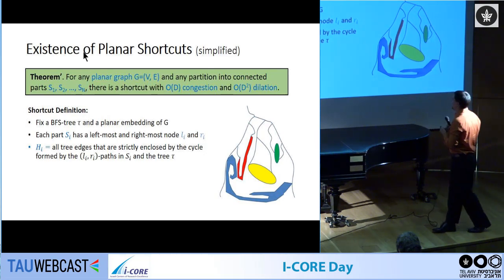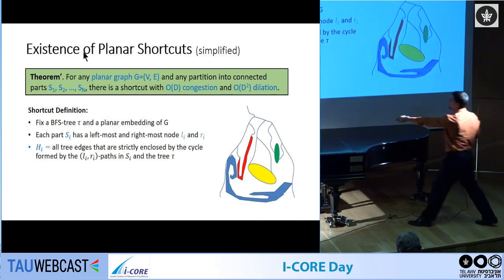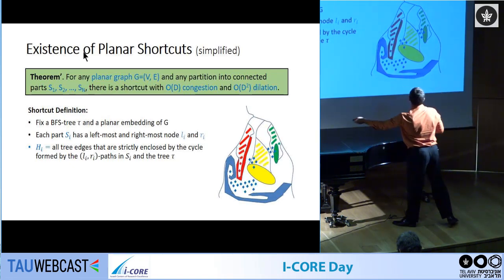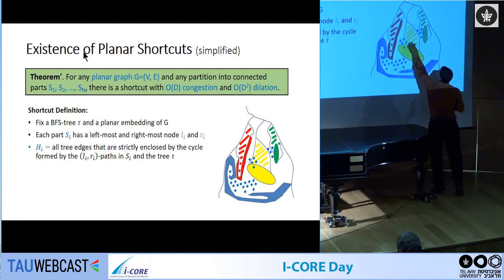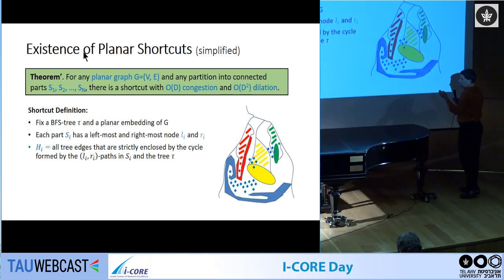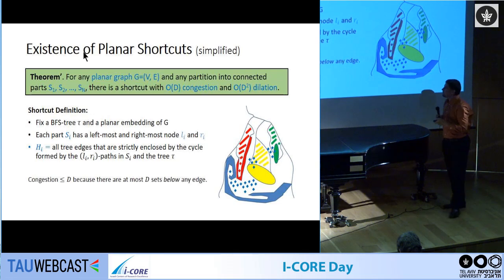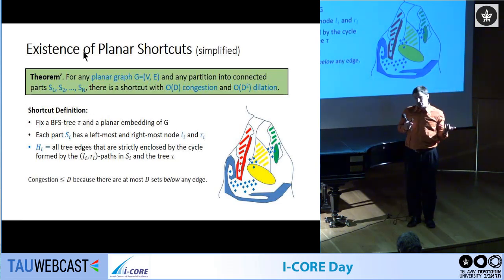Cool. Yeah, so that's the definition of it. So the blue one is allowed to use all of this, the red one is allowed to use this, the yellow one is allowed to use anything that's closed in here, and so on and so forth. Okay, so we need to prove two things, congestion and dilation.